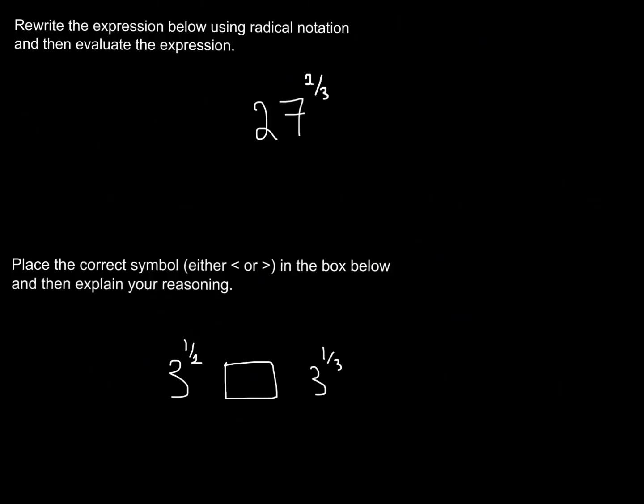Here, nothing too crazy. Rewrite the expression below using radical notation. Of course, we know that that's a radical notation, right? And then evaluate the expression, so state what it is equal to, and you go back to your rules and you'll be just fine with that. And then here, place the correct symbol, either less than or greater than, in the box below and explain your reasoning. So in your comment, I want you to include your answer to this last question. Say, I thought 3 to the 1/2 was less than 3 to the 1/3. Here's why. Okay? Play around with them, understand what they mean first, and then give it your best shot. Okay?